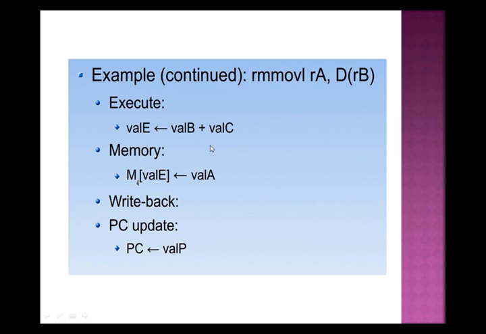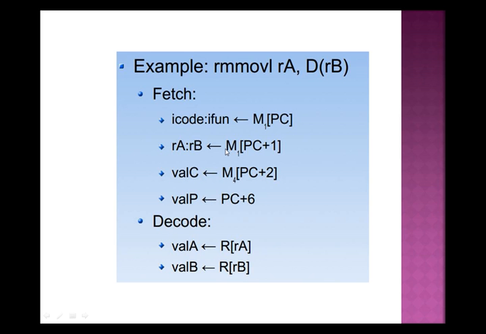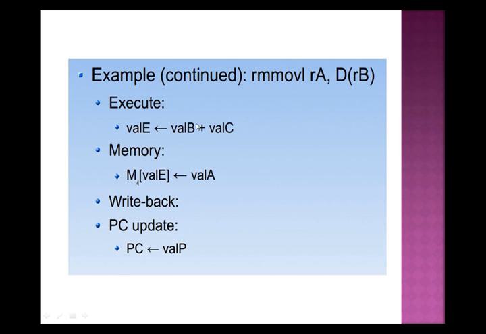Then the execute operation means performing the execution with the use of the ALU, that is adding the value of B and the value of C and storing the output in valE. So first fetching the value from the memory, then decode, then execute with the help of the ALU, then storing the output into the memory.